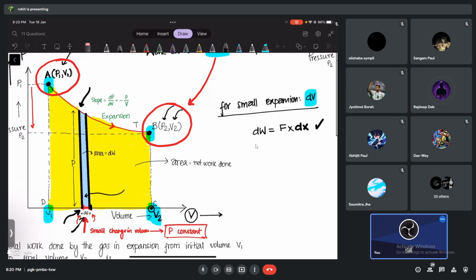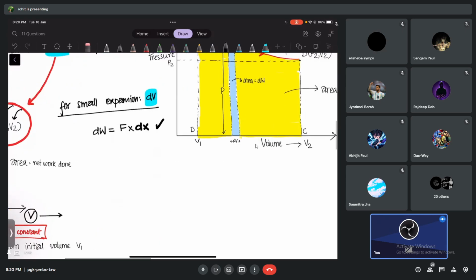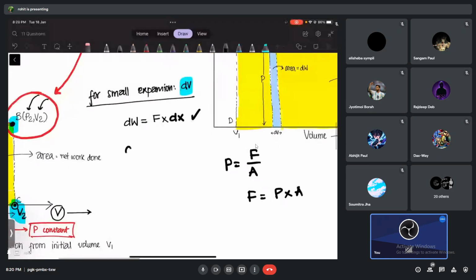I think what dW is, what F is, and what dx is are all clear. Now let me bring back what I wrote earlier: pressure at any time is equal to force by area. So force can be replaced by pressure at that time into area. I'm going to do that right now. So your dW is equal to what? Pressure into area into dx. I think it makes sense, because in place of force, I'm going to write pressure into area. So a small amount of work can be written as equal to what now? Tell me, what is this?